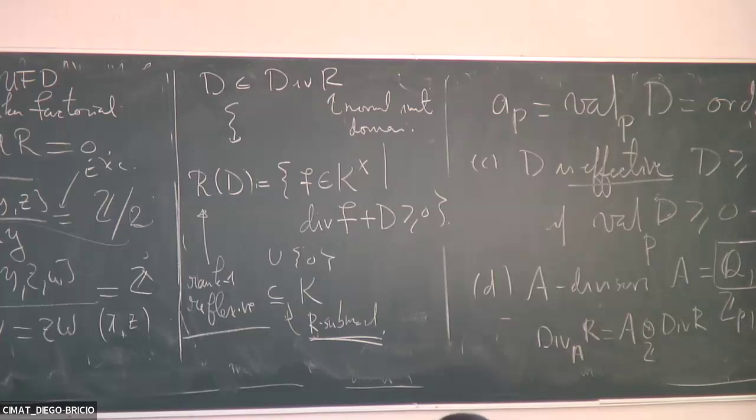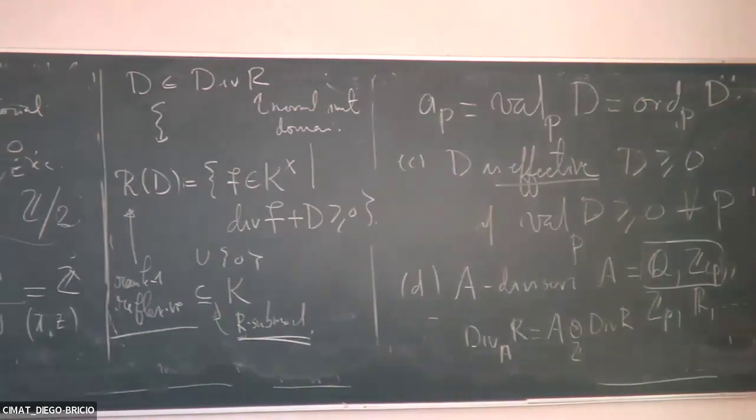Another way to think about it is a property that you see for normal rings, saying that a normal ring is obtained as the intersection of the localizations at all prime divisors. That's another key property of normal rings that we're using here.